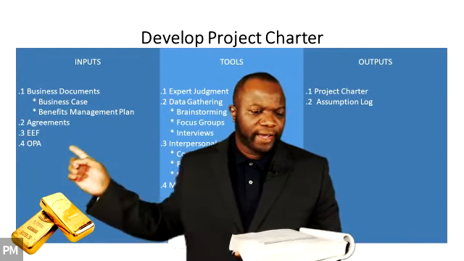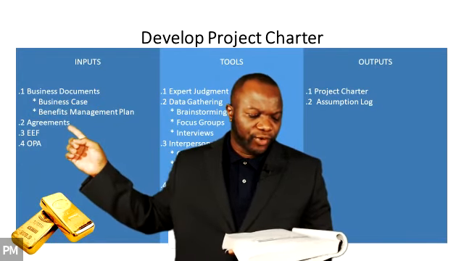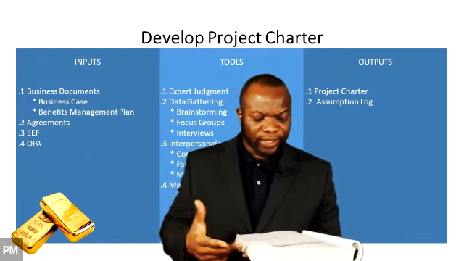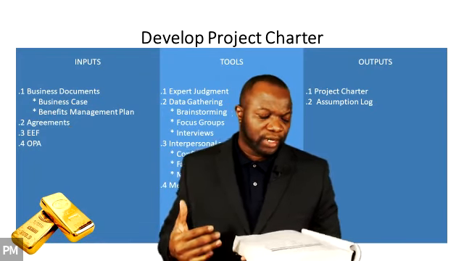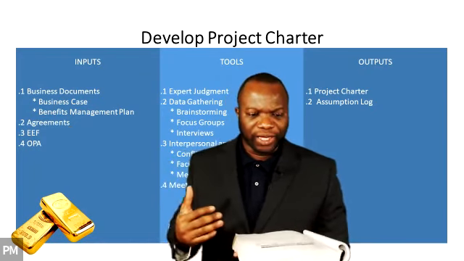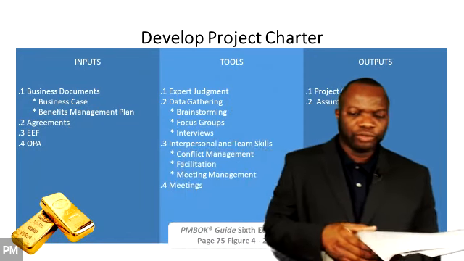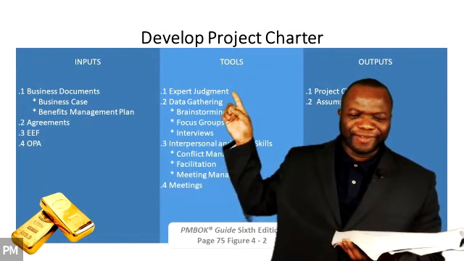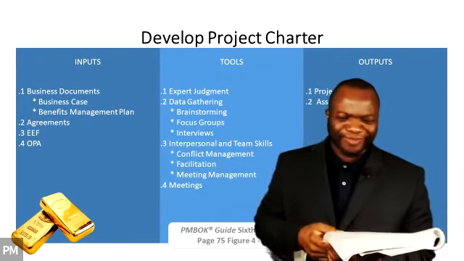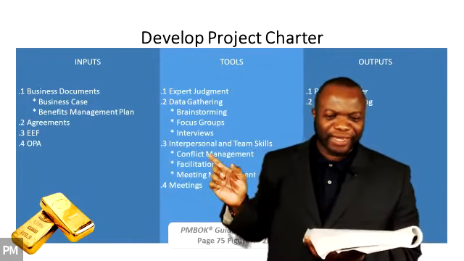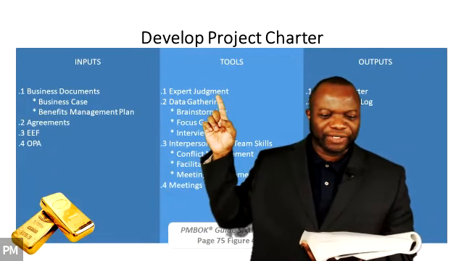Now you've taken a look at business documents and you can see that in this case I referenced that first. Now the second one here is agreements. So agreements is just that. There's no other minutia to EEFs or OPAs. Now taking a look at the tools here, just to move so that you can see them really well. Okay, right here. These tools and techniques, the expert judgment is pretty much the same.